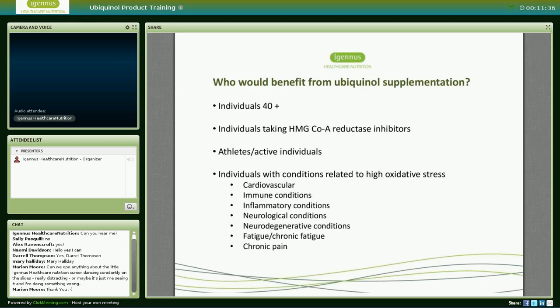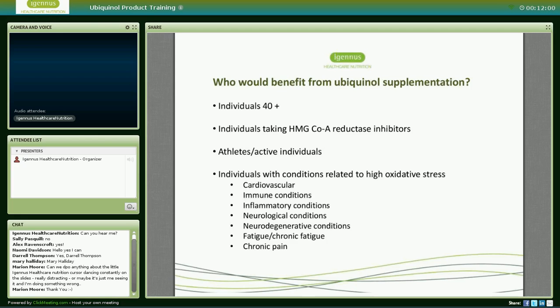So who would benefit from ubiquinol supplementation? Well, anybody who's about 40 plus. As I've said, coenzyme Q10 levels peak at about the age of 20 to 30 and start to decline thereafter. Anybody who's taking statins, and also some beta blockers are known to reduce the level of coenzyme Q10.